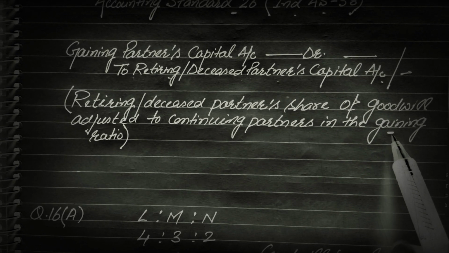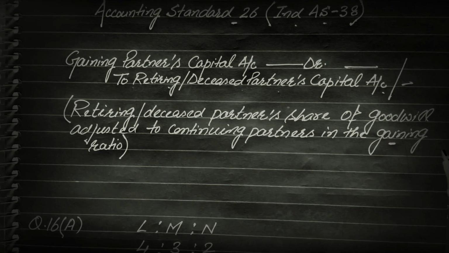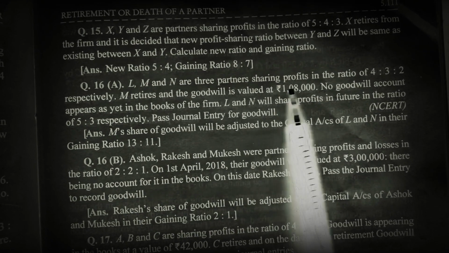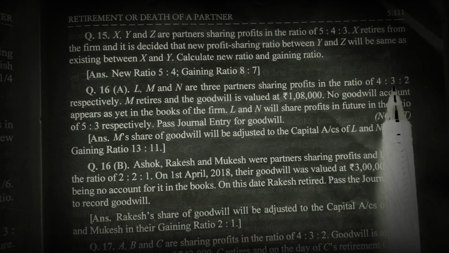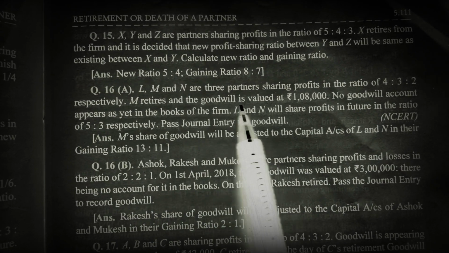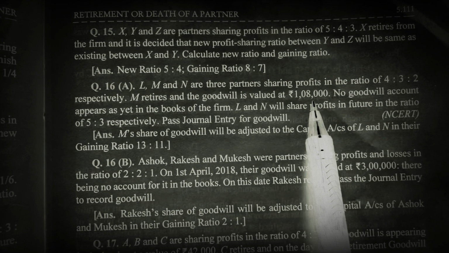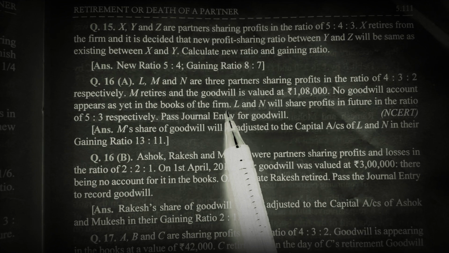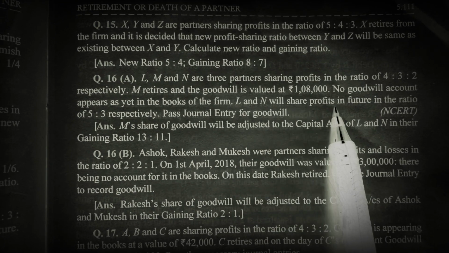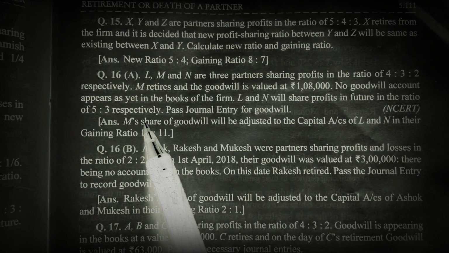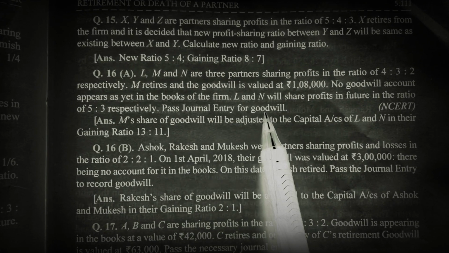We can understand this treatment of goodwill with the help of a question. This is question number 16a part. In this question, L, M and N are three partners sharing profits in the ratio of 4:3:2 respectively. M retires and the goodwill is valued at rupees 1,08,000. No goodwill account appears as yet in the books of the firm. L and N will share profits in future in the ratio of 5:3 respectively. Pass journal entry for goodwill.